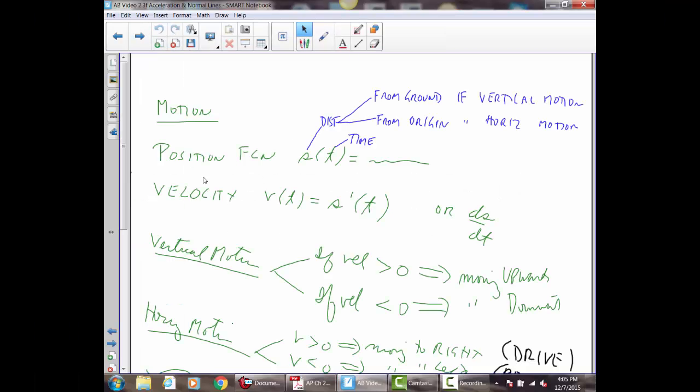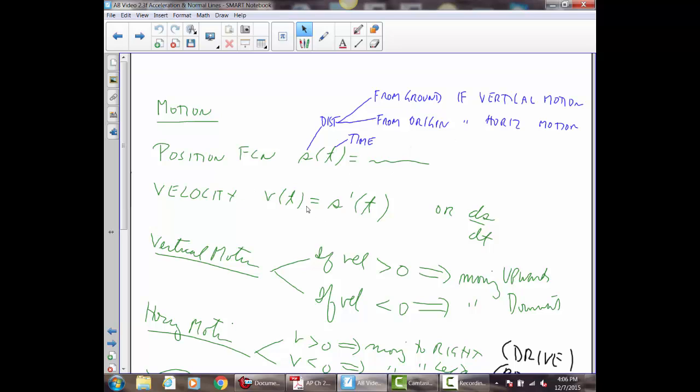Okay, so just to recap for motion, we've so far been looking at vertical motion, dropping or tossing something from an elevation. We're also now going to be looking at horizontal motion. So in general, motion, you have a position function, S. If you're talking vertical motion, S being the distance from the ground. If you're talking horizontal motion, we'll pretend that horizontal line is a number line, and the S would represent the distance from the origin on that number line. And the T, of course, represents time.